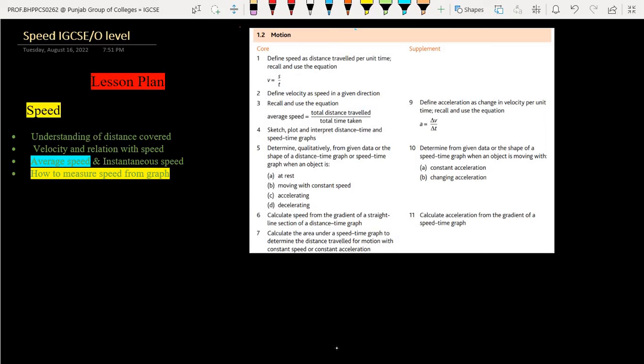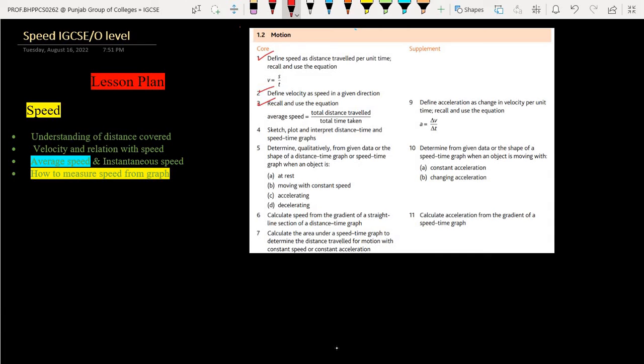This topic is about speed, and I have created this lesson plan from the Cambridge syllabus, that is the latest syllabus, and we are covering the following points in today's lesson. Okay, so in our lesson plan, let's come towards the speed.